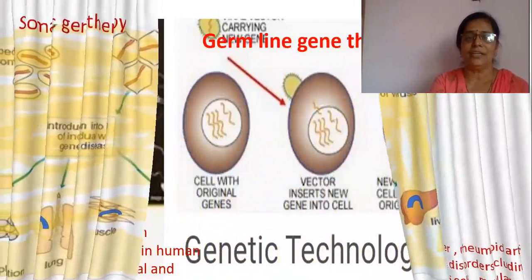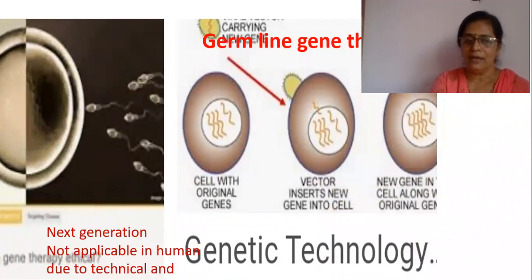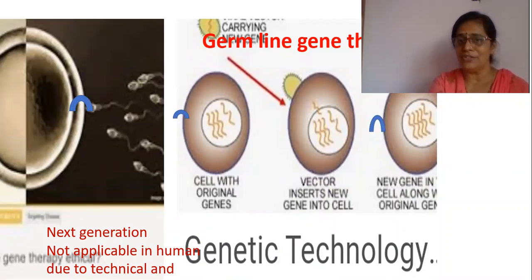In germline gene therapy, what happens? The germline cells are present in the ova as well as the sperms and the embryo. In such cases, the gene is transferred into the sperms, as well as into the ovum, and the gene is delivered into the embryo, and this is called germline gene therapy.